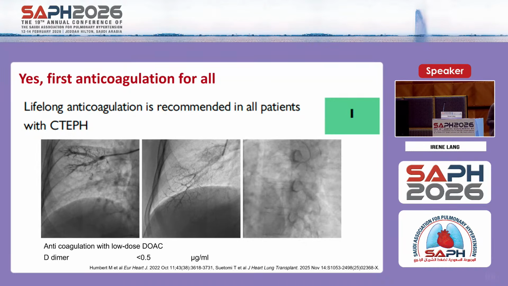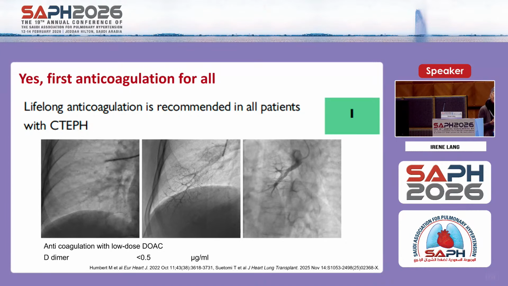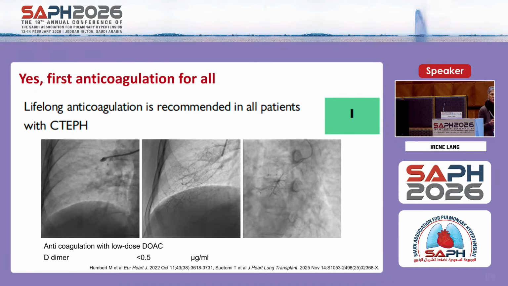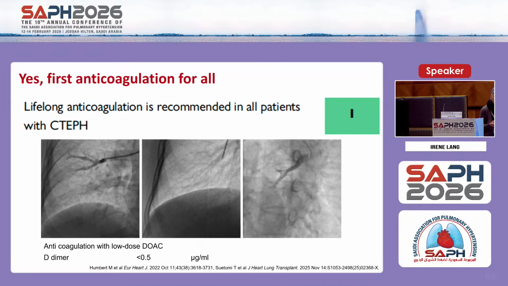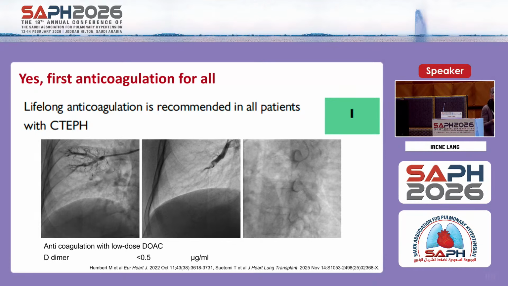I think it's a very interesting piece of evidence that chronic thromboembolic pulmonary hypertension isn't just clot. It's inflammatory thrombosis. It needs a broader anticoagulation, and yes, please first.